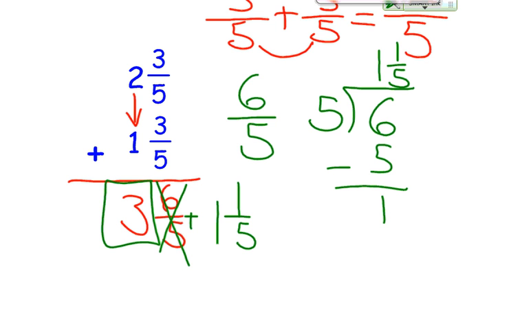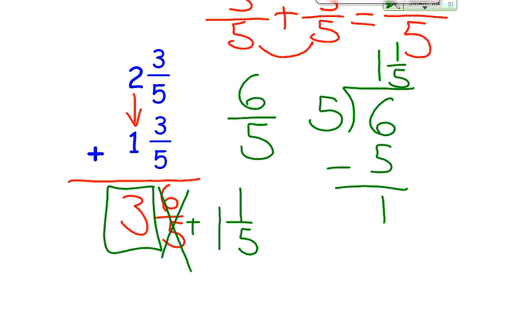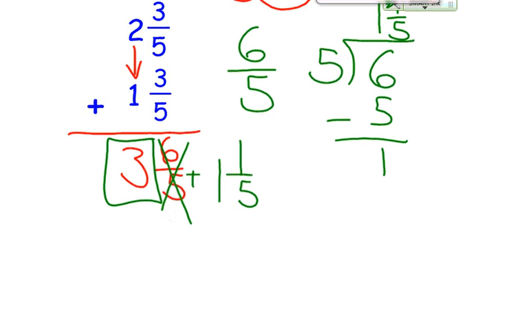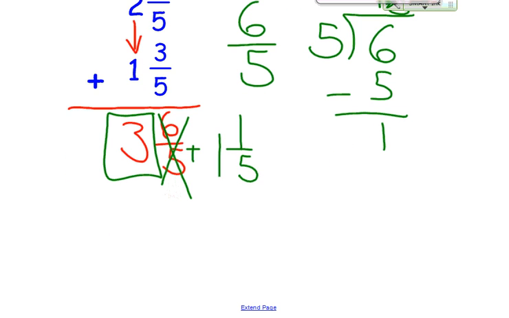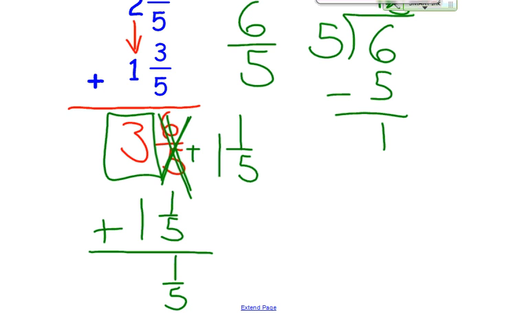All right, well, let's rewrite this one last time. Okay, so we have 3 plus 1 1/5. So now there is no fraction to add here. We have a 1/5, and then 3 plus 1 equals 4. So we have that idea.